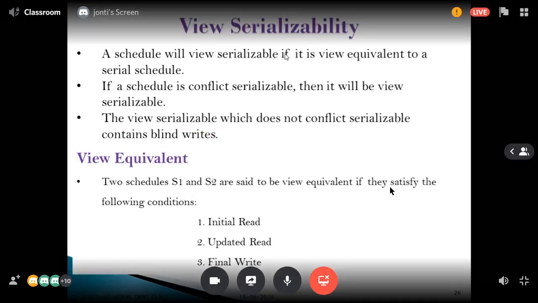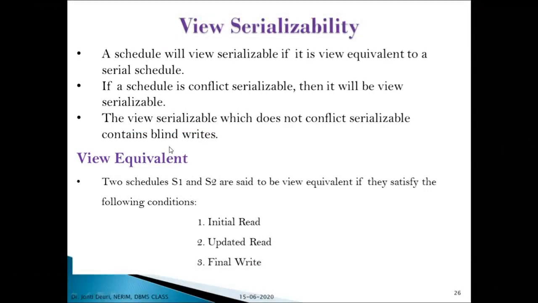Now view serializability. Another kind of schedule. By viewing it, you can see that it is serializable, but sometimes it may not be. Maybe you cannot make it serializable. So if a schedule is conflict serializable, then it will be view serializable. If your schedule is conflict serializable, that means when you make it a serial schedule, you are not losing any data. That means the output is the same.